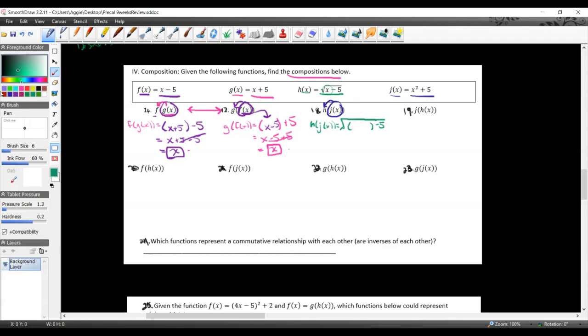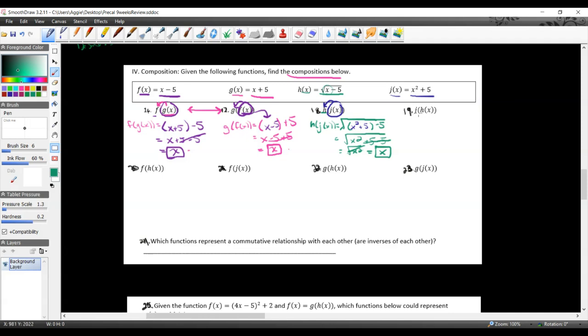So x squared plus 5 goes on the inside. Okay, and that's going to leave me with the square root of x squared plus 5 minus 5. So those are gone, which is the square root of x squared. But this cancels with the little x, with the 2, I'm sorry. So we're just left with x. Okay?